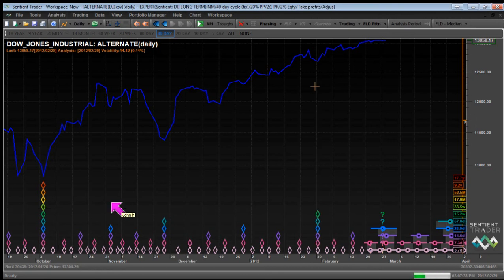Of course, FLDs don't have to be broken. It's not like Elliott wave theory, where there are certain absolute steadfast rules. According to Hurst's cyclic theory, troughs can form above the FLDs. FLDs aren't always crossed. Okay.